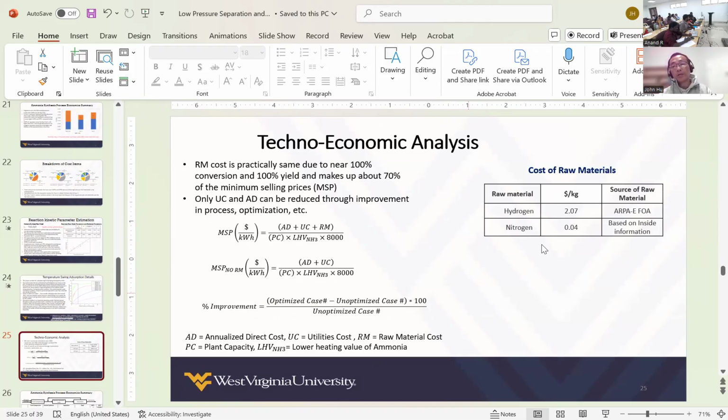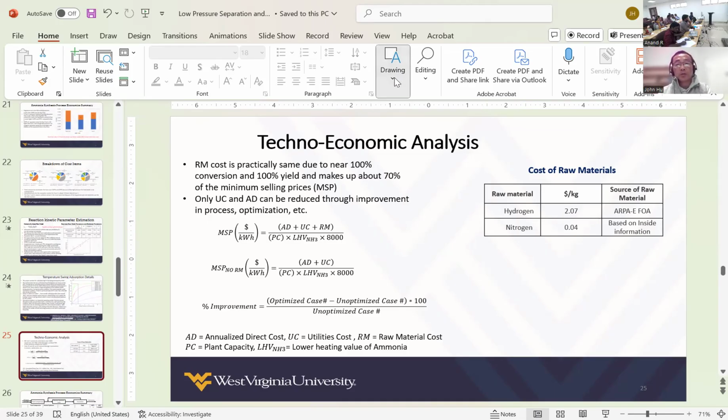Here, we have to make an assumption of raw material cost. RM means raw material cost. Raw material cost means hydrogen, which is about $2.07 per kg in the United States. And then nitrogen: you do need to pay the nitrogen price. In your economic analysis, either you buy nitrogen from somewhere, or you build the so-called air separation, in which case you don't have to pay for nitrogen, but you have to pay capital. Follow me?